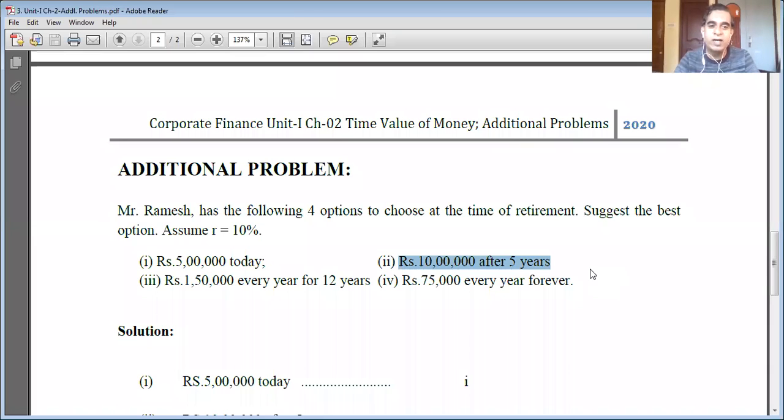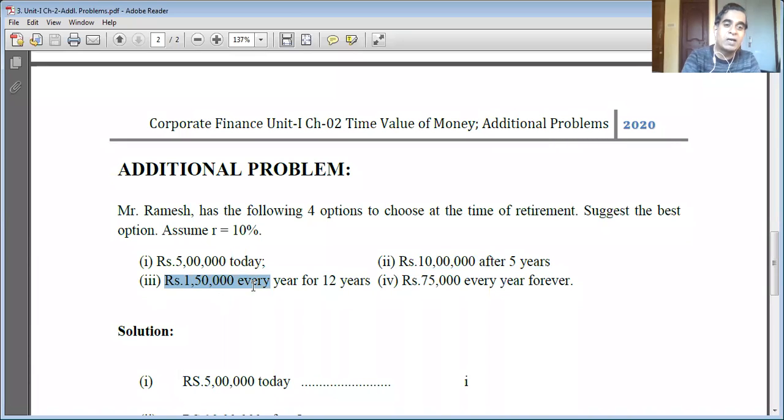Okay, so we need to find out, because 5 lakh rupees he is receiving in present, we need to bring these future values to present so that they become comparable. So when we convert this future value of a single cash flow to its present value, then only we can compare the value with 5 lakh rupees. Whichever is greater, choose that. But we have other options too.